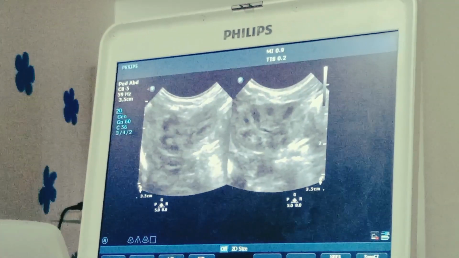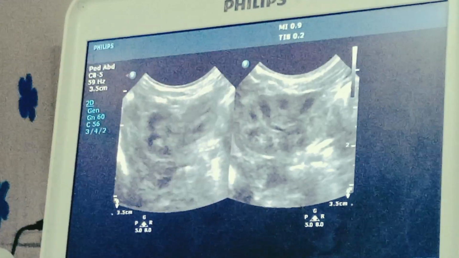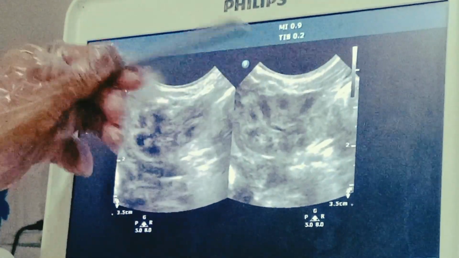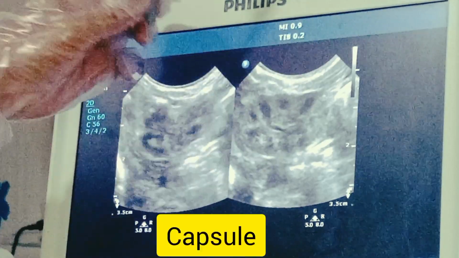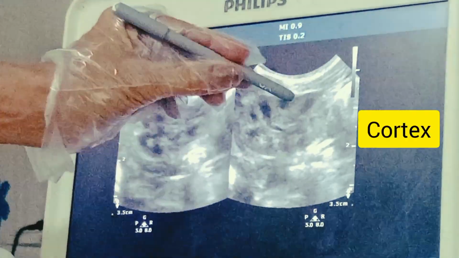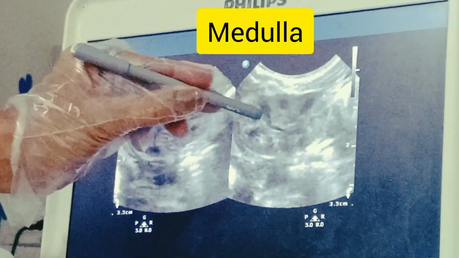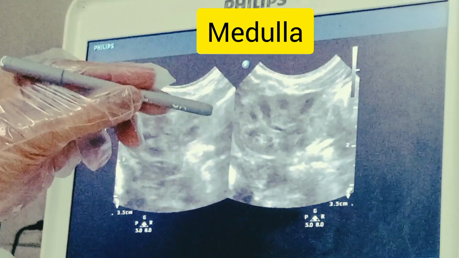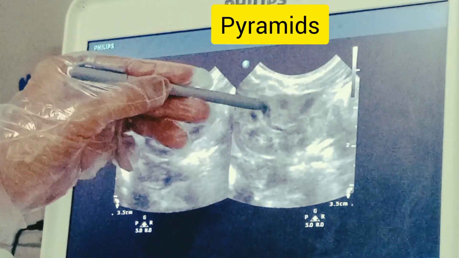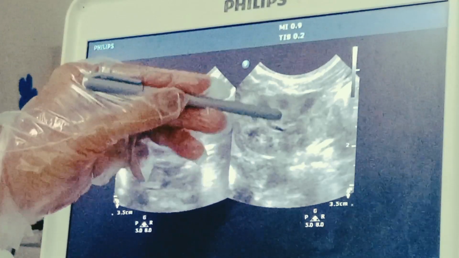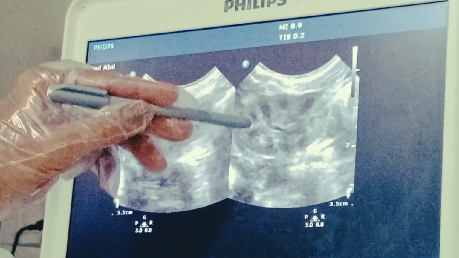The still image has two parts. The outer covering is the capsule. Next to the capsule is the cortex. The black hypoechoic or anechoic areas form the medulla, and this medulla has pyramids. Each pyramid has a pointer towards the center and the broad base towards the cortex. So this is very important.